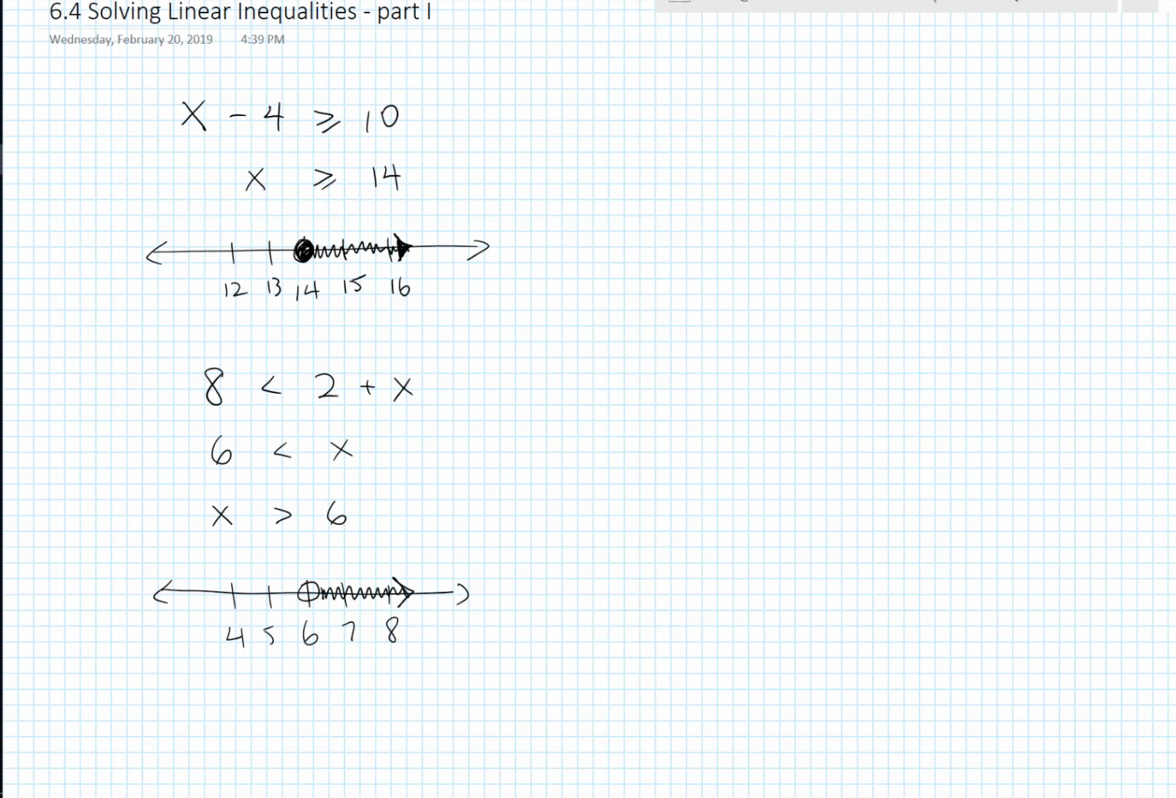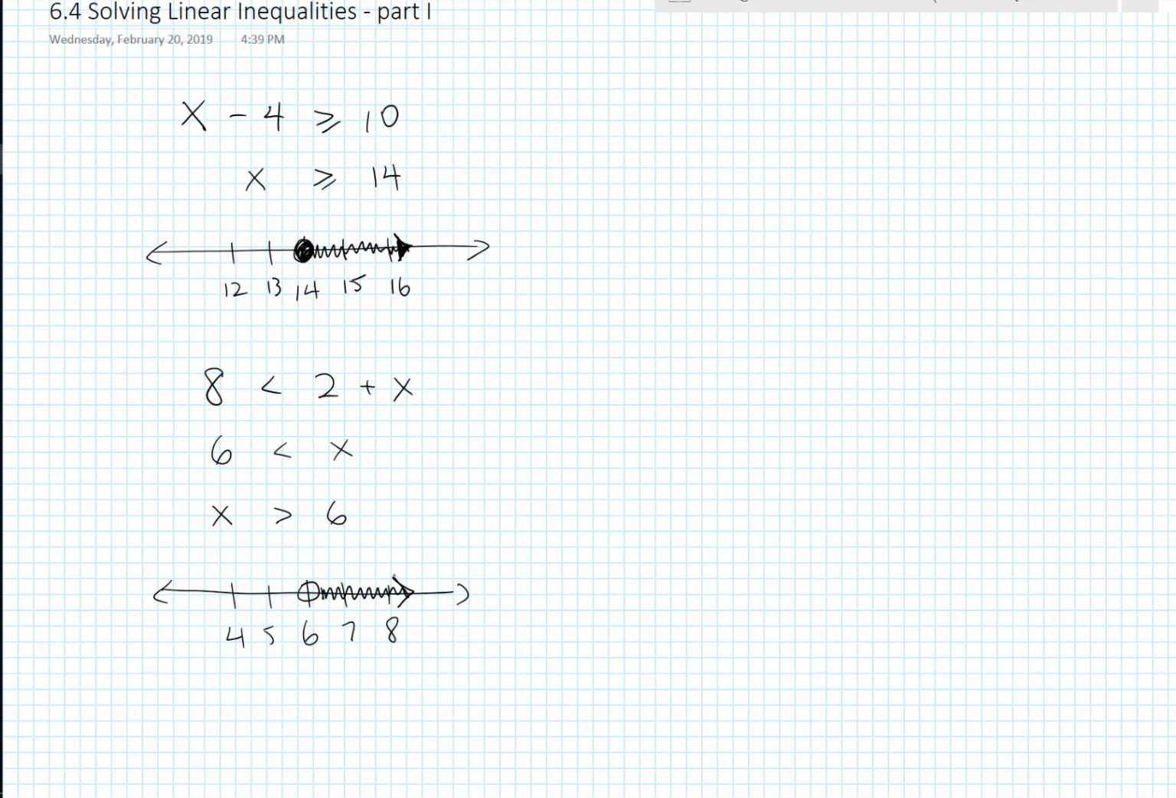If you plug in 6, you should get a left-hand side equal to the right-hand side. 8 is less than 2 plus 6, so 8 is less than 8. Well, we're not worried so much about the less than here, but the 8 on either side tells us that we got the boundary right. And let's plug in 7. If we have 8 less than 2 plus 7, that's 8 less than 9. That's true, so that is part of our solution.